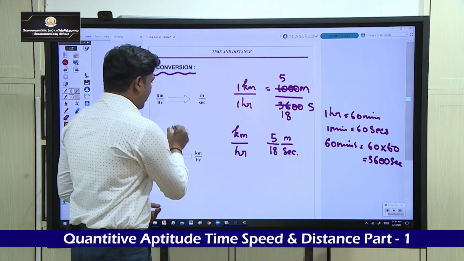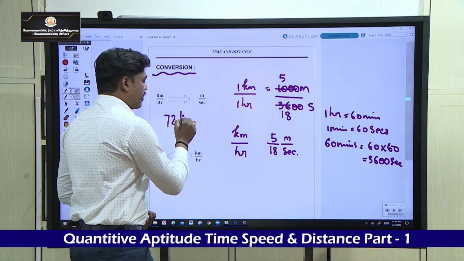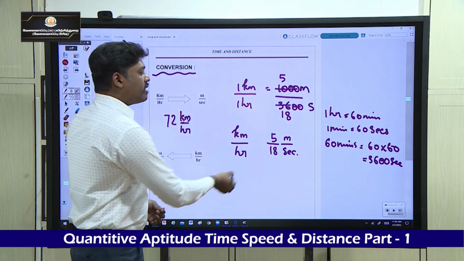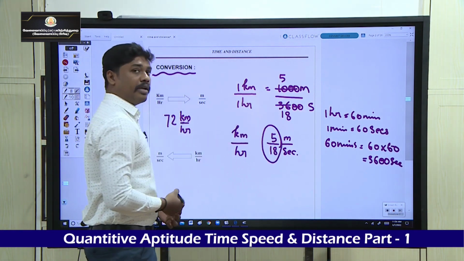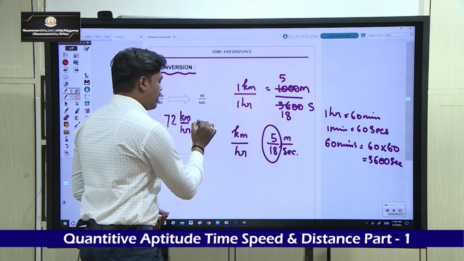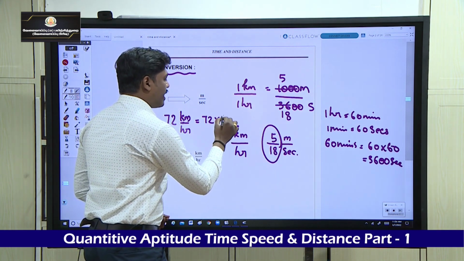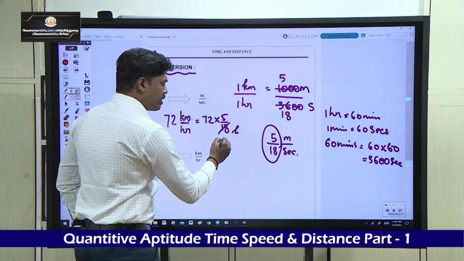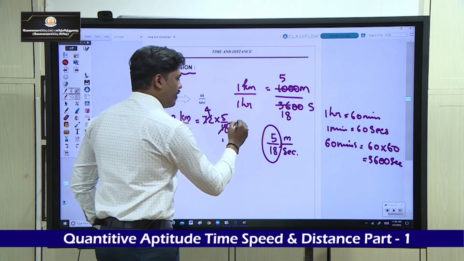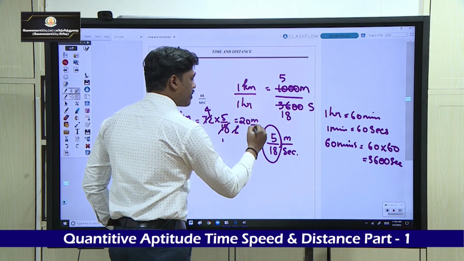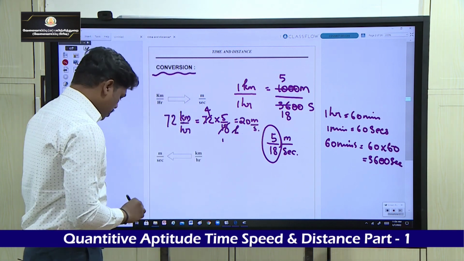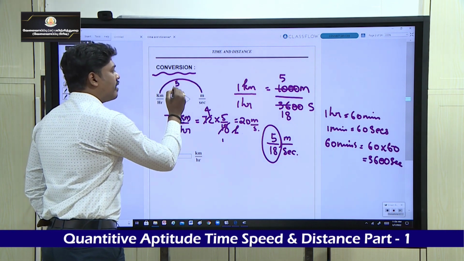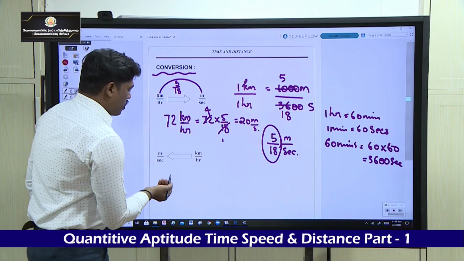Normally if I have 72 kilometer per hour, how can I convert this into meter per second? Just multiply by 5 by 18. So multiply 72 into 5 by 18 to convert into meter per second. 18 fours are 72, 5 fours are 20, which is 20 meter per second. So when converting kilometer per hour to meter per second, you have to multiply by 5 by 18.